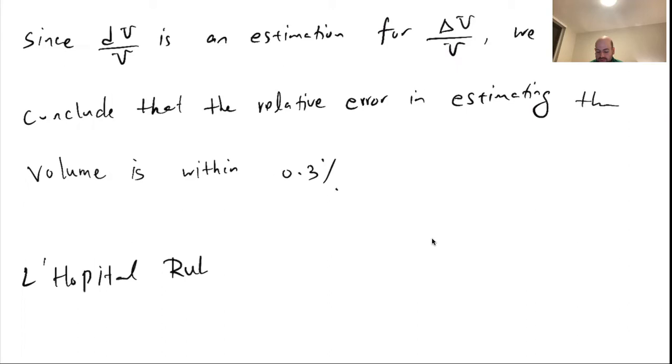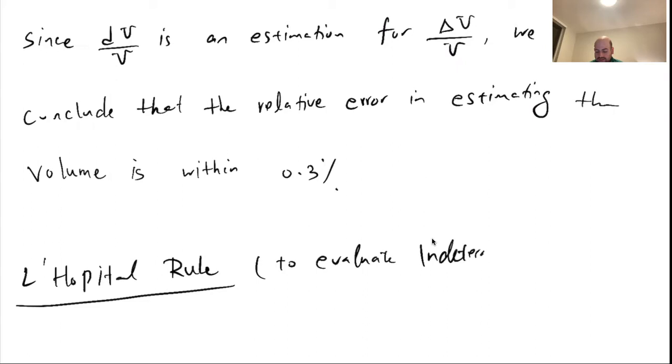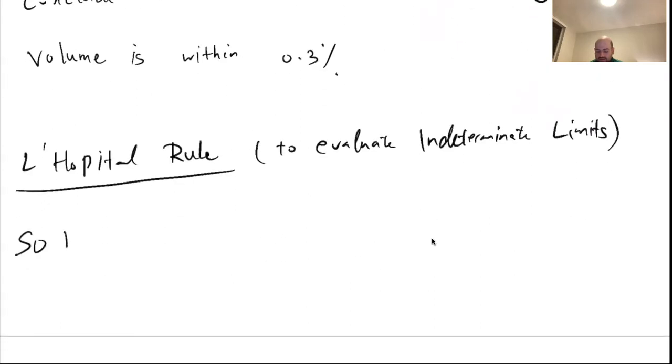L'Hopital rule to evaluate indeterminate limits. So far we saw indeterminate limits, right? In the first chapter, we saw indeterminate limits. So for example, if you have 0 over 0, or infinity over infinity, or 0 times infinity, or 1 to power infinity, or 0 to power 0, or infinity to power 0, or infinity minus infinity. These are all indeterminate forms.